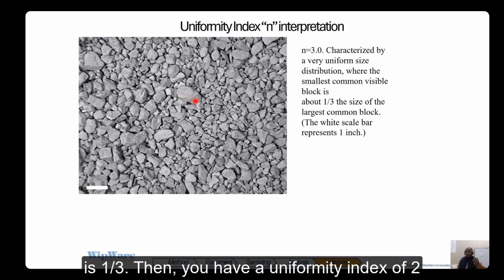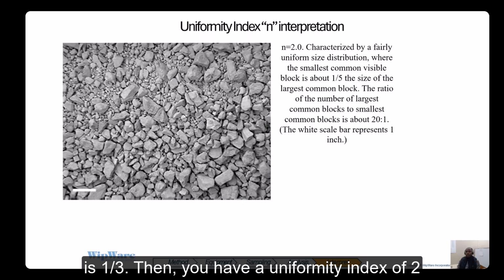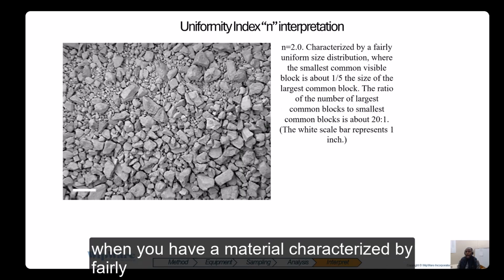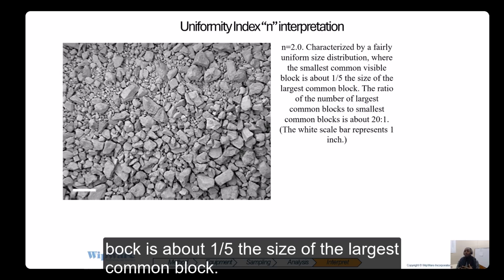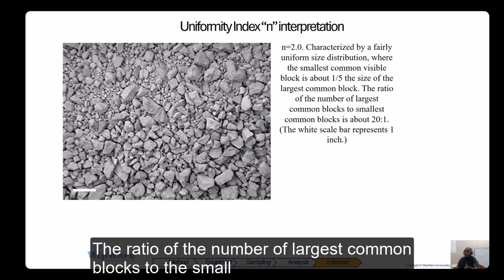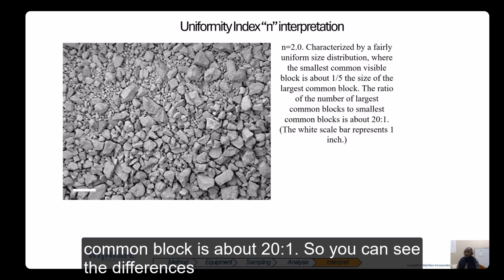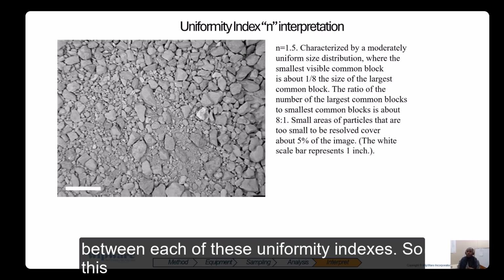big fragment is 1/3. Then you have a uniformity index of 2 when you have a material characterized by fairly uniform size distribution, where the smallest common visible block is about 1/5 the size of the largest common block. The ratio of the number of largest common block to the small common block is about 20:1. So you can see the differences between each of these uniformity index.